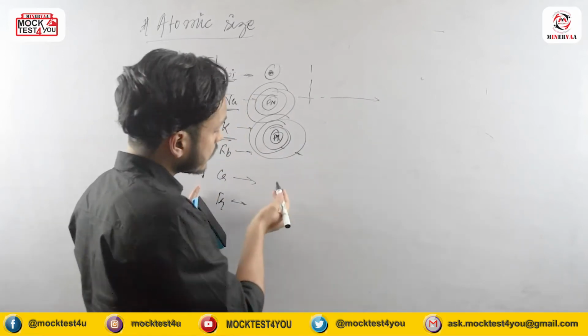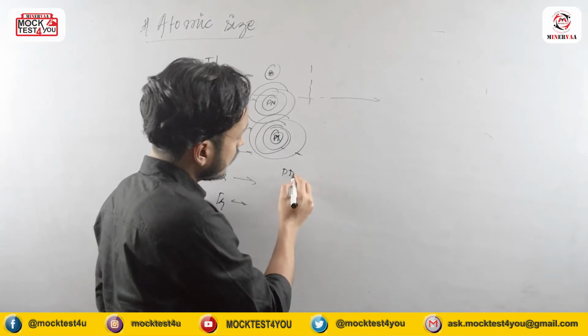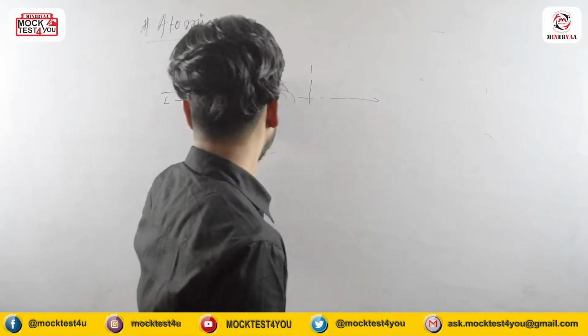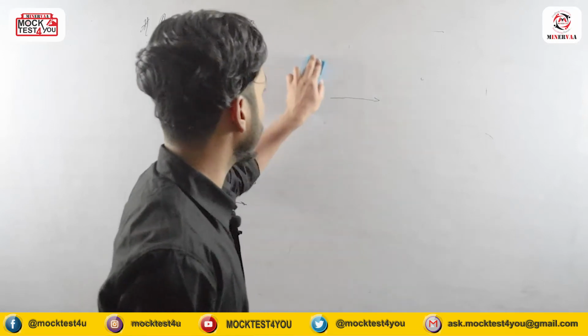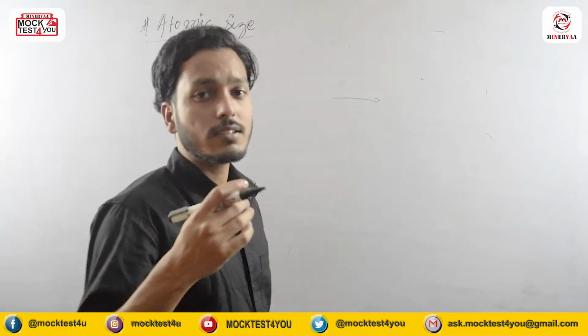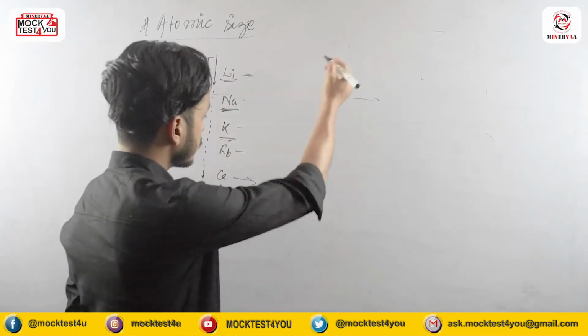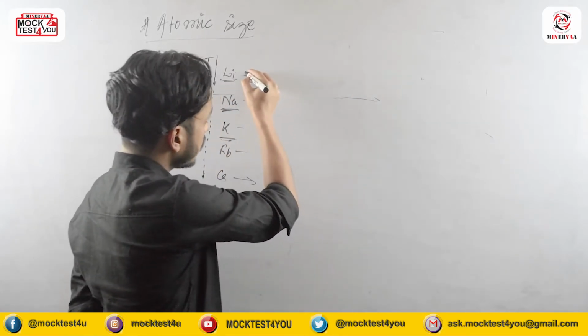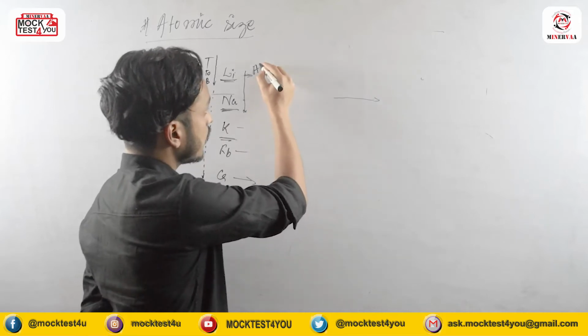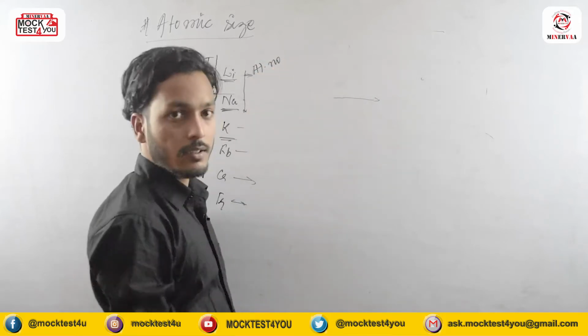Since the number of shells is increasing, suppose this is a nucleus here. Just try to understand this concept, because if you understand this, then the trend will be very easy for you to understand, okay? So as you can see, if we are going down the group, atomic number is increasing. Atomic number is increasing, right?